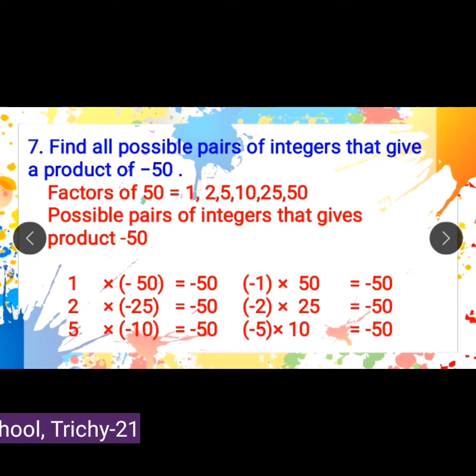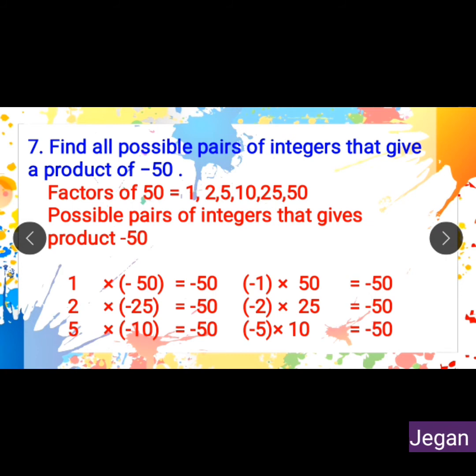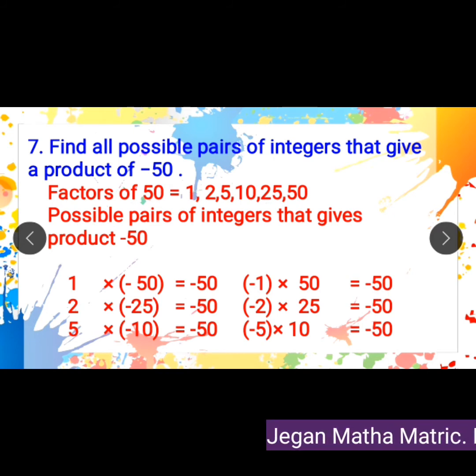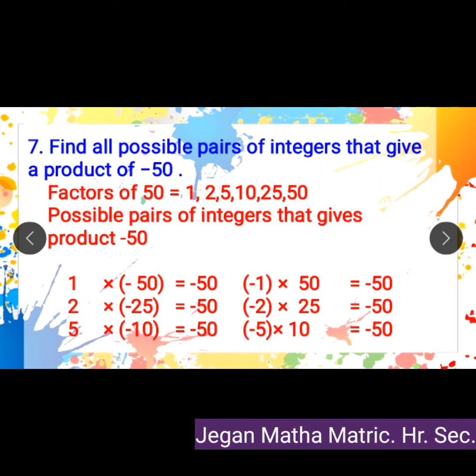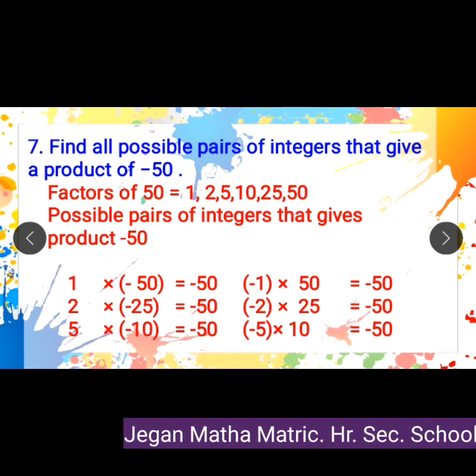So the answer is in negative. So one of the numbers must be in negative. Okay. So, 1 into minus 50 equal to minus 50. Minus 1 into 50 also gives minus 50. 2 into minus 25 equal to minus 50. Minus 2 into 25 equal to minus 50. 5 tens are 50. So, 5 into minus 10 equal to minus 50. Minus 5 into plus 10 equal to minus 50. So here there are 6 possible pairs of integers that gives product of minus 50.